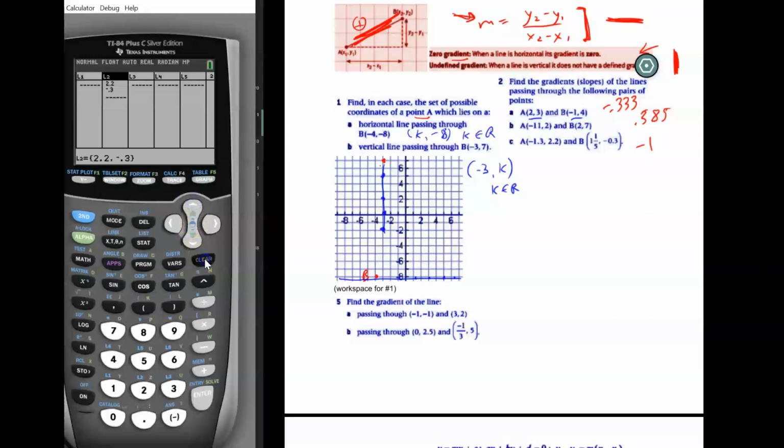Okay, clear. Okay, so I'm going to put -1, -1 in first. -1, -1. And the next row should be 3, 2, right? Okay, and then I do stat, calc, and reg. Option 4.